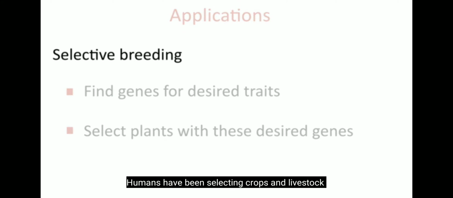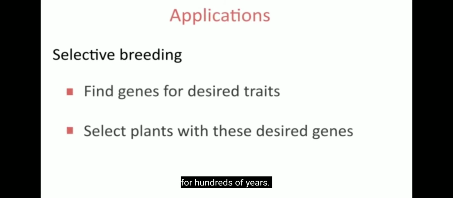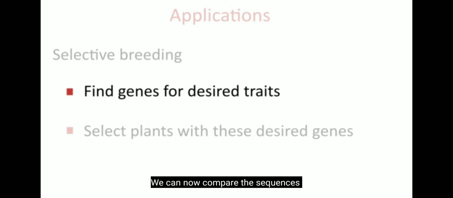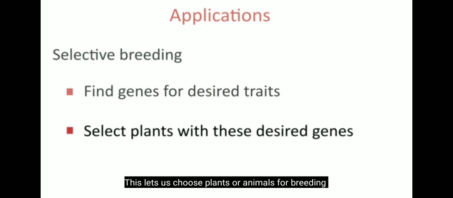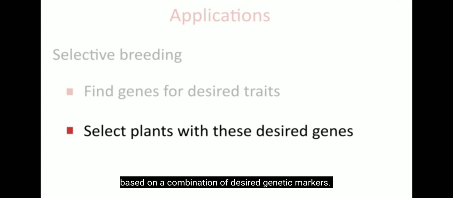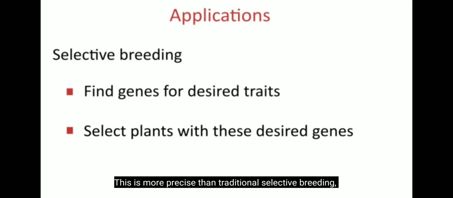Humans have been selecting crops and livestock based on desired traits like high yield or climate resistance for hundreds of years. We can now compare the sequences of many individual plants or animals to discover the genetic markers of desired traits. This lets us choose plants or animals for breeding based on a combination of desired genetic markers. This is more precise than traditional selective breeding and leads to faster improvements in the crop variety or cattle breed.